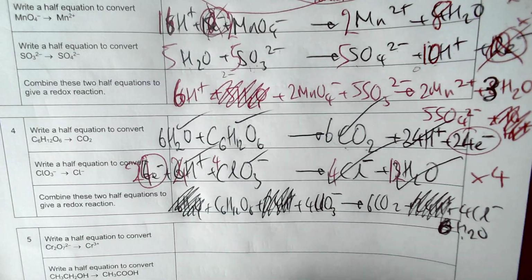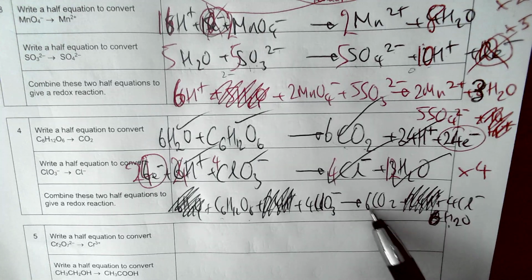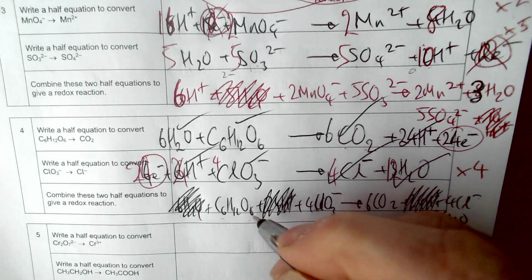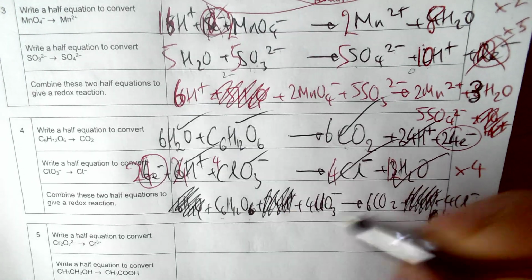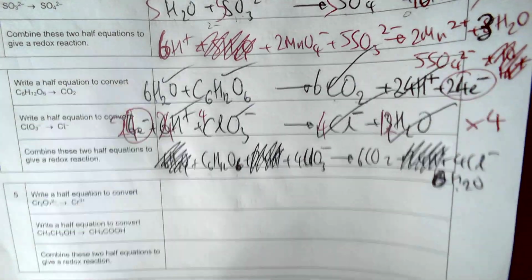Looks a bit messy, but the overall equation is C6H12O6 plus 4 ClO3 minus makes 6 CO2 plus 4 Cl minus plus 6 H2O. I don't like the look of this 6, so I'm going to make it look better. Some of you need to take note of that. The examiner needs to be able to read your work.